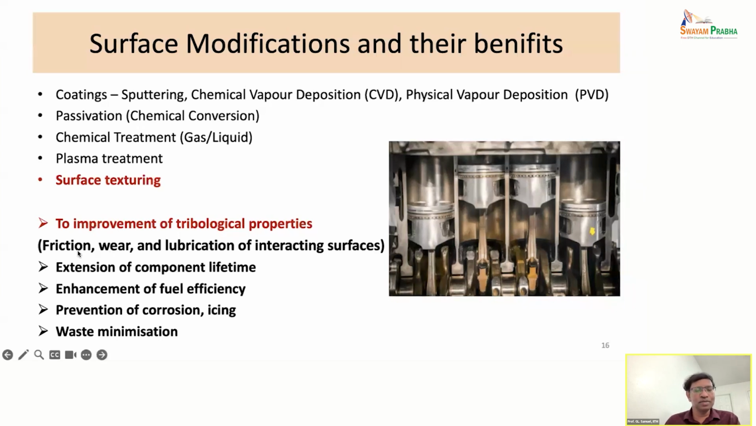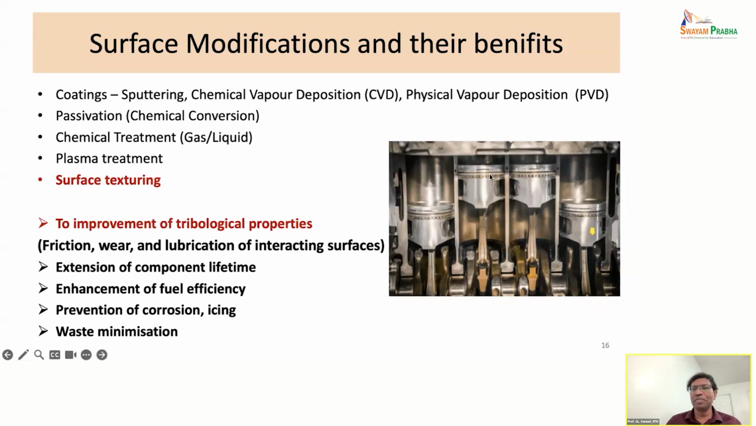So what are these tribological properties? Like friction, wear, lubrication, and other properties. For example, say you have a cylinder. So we have an IC engine, wherein we have a cylinder and a piston.